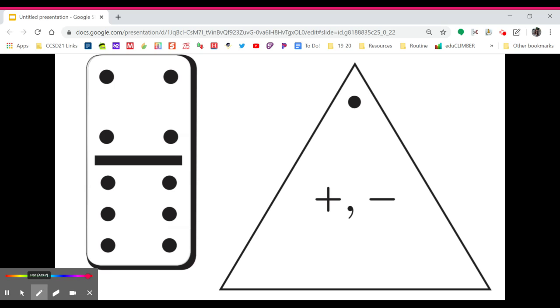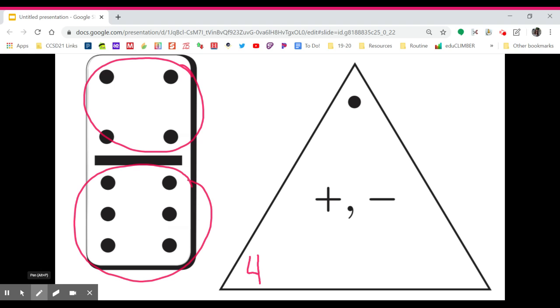So if we are just given a blank domino and we want to create our own fact triangle, we look for the numbers represented at the top of the domino, and we write that in our fact triangle in one of the bottom corners as an addend. We look for the other number represented on the domino, and we write that in the opposite corner at the bottom, because those are for our addends, the two numbers that add together. We write our sum, or the total, at the top.